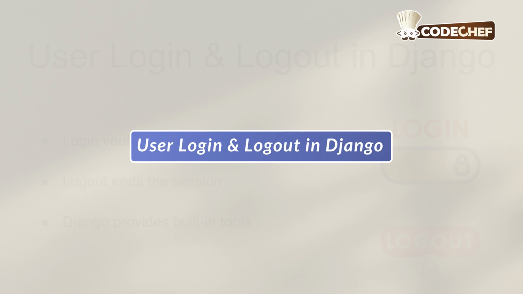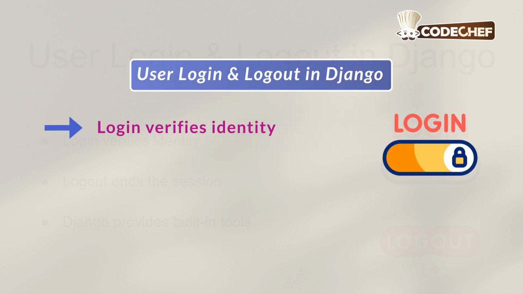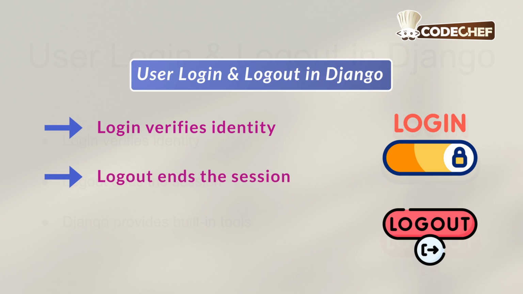So let's get started. Now that we have learned how to register users in Django, the next essential feature is login and logout. Login is a process of verifying a user's username and password. If the credentials are correct, Django logs the user in and starts a session. Logout simply ends that session, so the user is no longer authenticated.